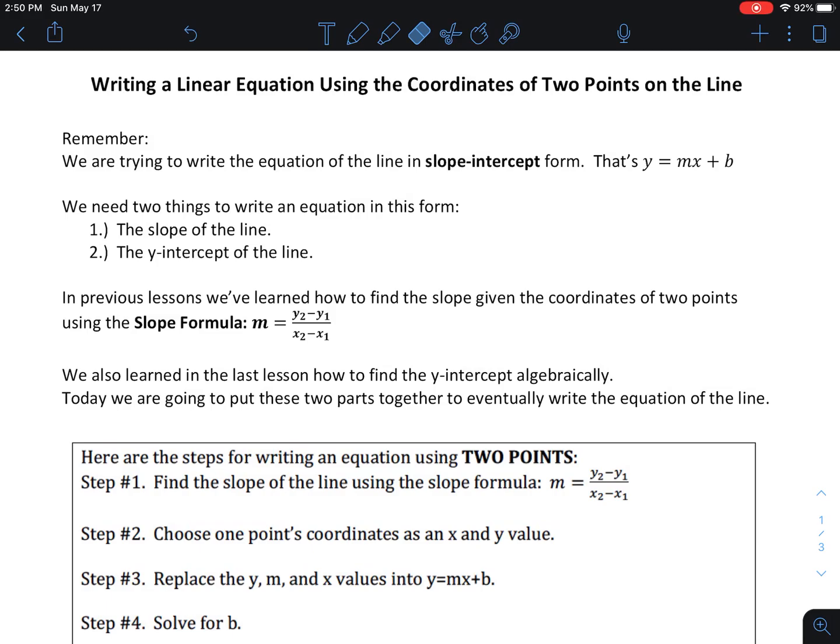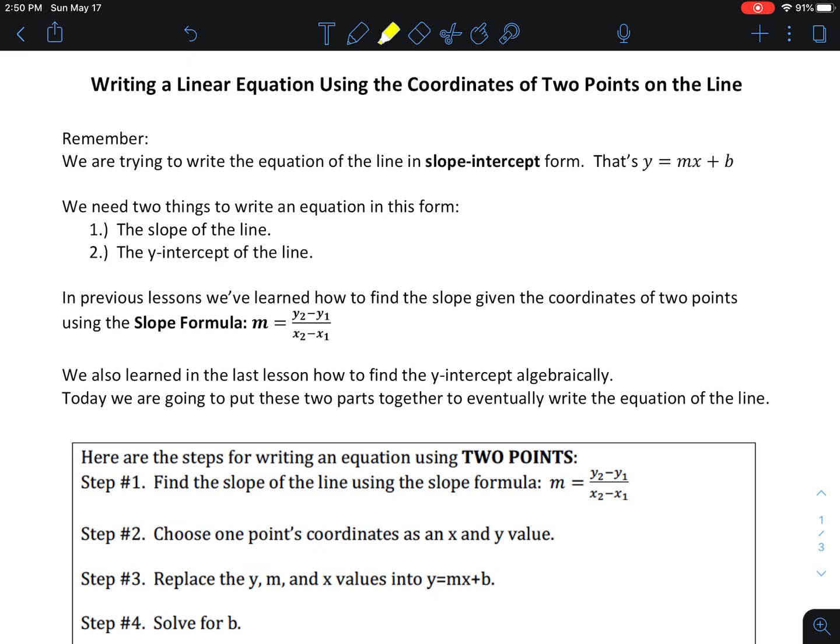Hi, everybody. We're going to continue our lesson on linear equations, but today we're going to focus on writing linear equations using the coordinates of 2 points that are on the line. Before we did this lesson, remember, we learned how to write the equation given a slope and a y-intercept. We learned how to write the equation of a line given the slope and 1 point on the line. Today, we're going to focus on the coordinates of 2 points. So if we have the coordinates of 2 points on the line, how do we write the equation?